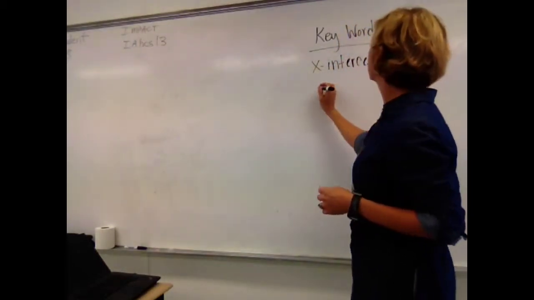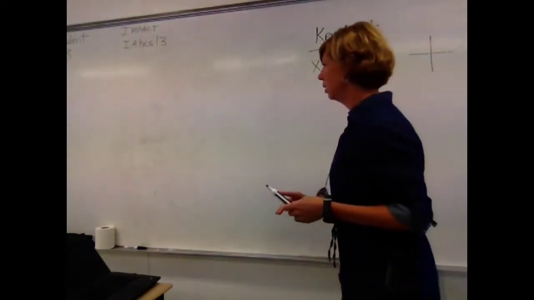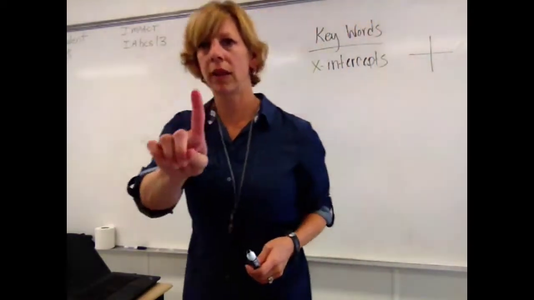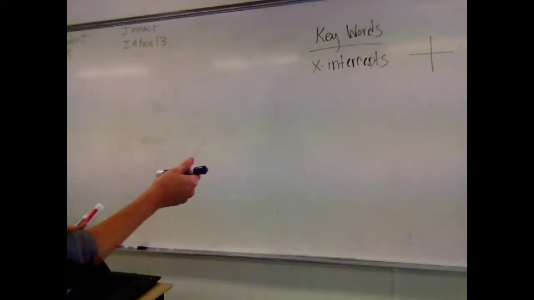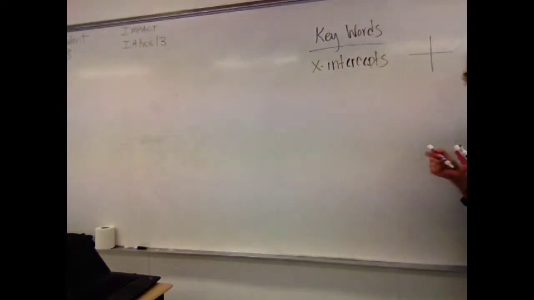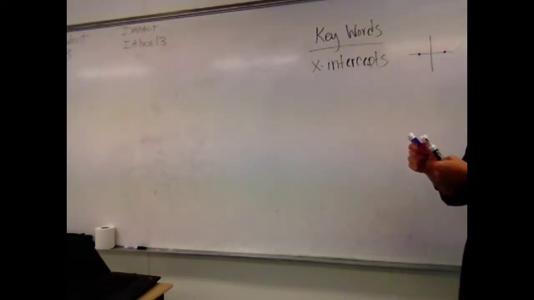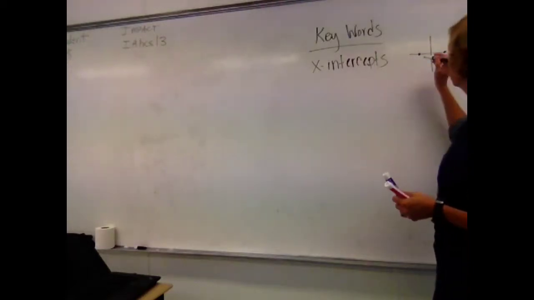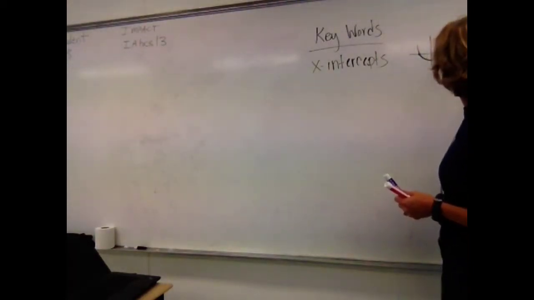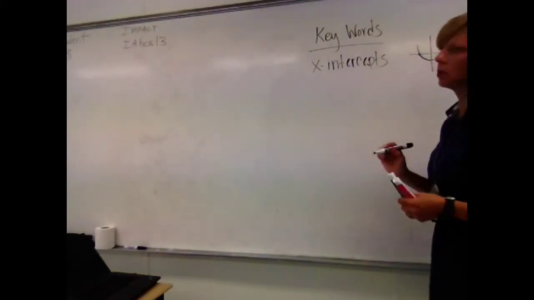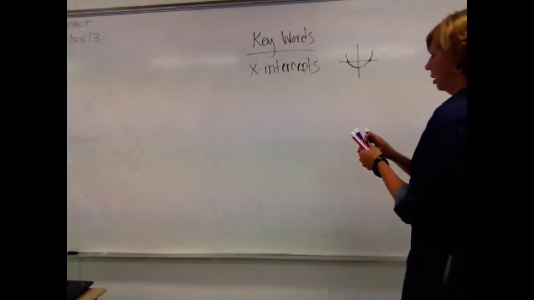X-intercepts, what is that? It's where, what? Hold on, hold that thought. We get another color. Make sure you can see this, right? Where a graph crosses the x-axis is your x-intercepts. Make sure you can kind of see that. Okay.